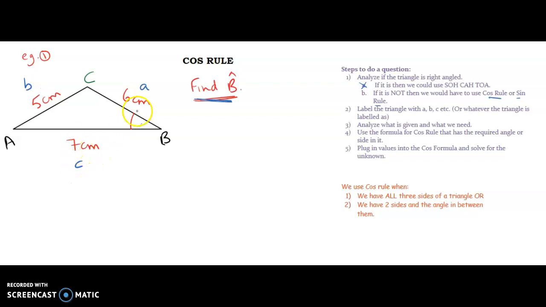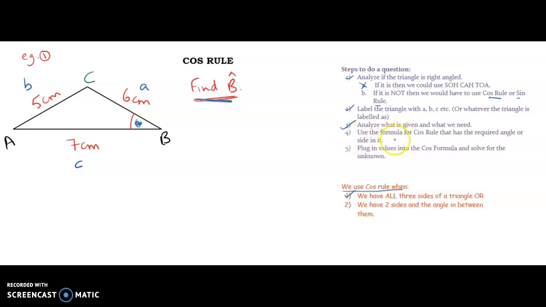So c is 7 centimeters, a is 6 centimeters, etc. So I've done this as well. Now analyze what is given and what we need. What am I given? I'm given all three sides, and I want to find this angle here. Now I've done that. Use the formula for cos rule that has the required angle in it. Now, firstly, before I get to this step, let me see, do I really need to use cos rule? When we come down here, we use the cos rule if we have all three sides or two sides and the angle in between. Now, in this particular question, I have all three sides. So yes, I will use the cos rule, and I will come back up to step 4.